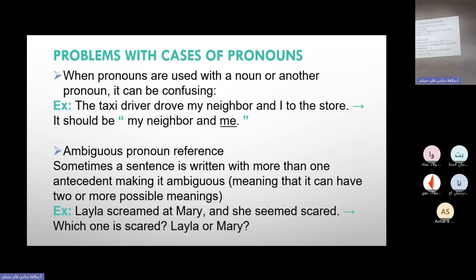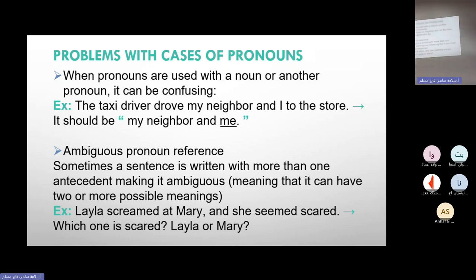عشان هيك هذا هو التريك: شيلوا أي شيء زيادة وشوفوا هل تنطبق عليك الجملة ولا لا. اوكي؟ Does it make sense? Does it make sense to say the taxi driver drove I to the store or drove me to the store? If it's me, then this is wrong. Okay?